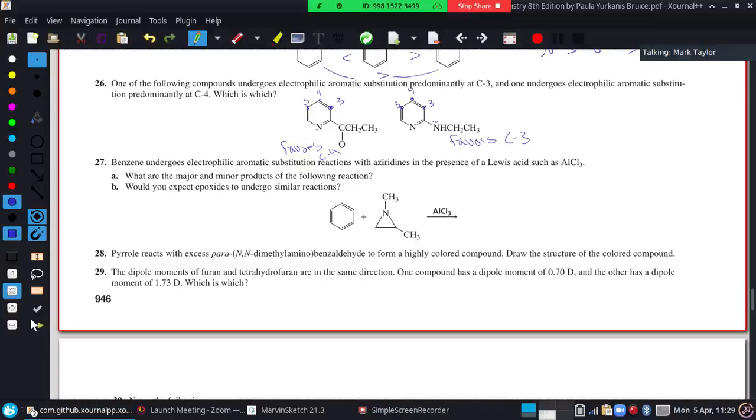27. Benzene undergoes electrophilic aromatic substitutions with aziridines in the presence of a Lewis acid such as aluminum chloride. What are the major and minor products of the following reaction? Okay. Now we kind of know from the previous chapter and how acids and bases go that that lone pair is going to attack that, end up giving us a slight positive at that location.